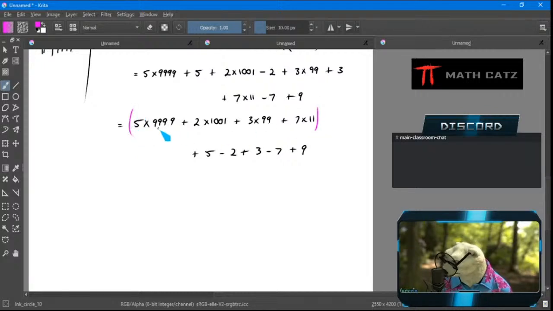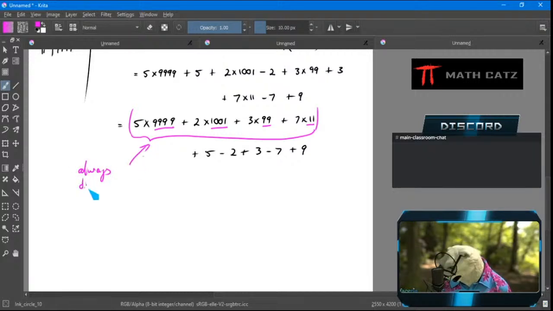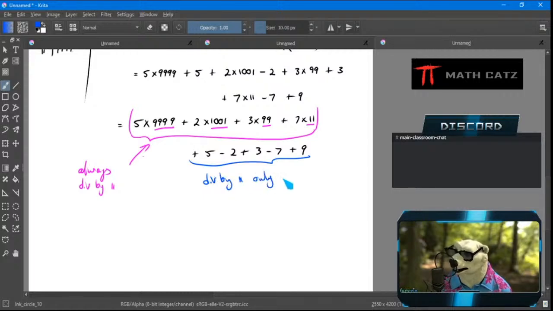So now I realize, okay, 11 is happy with all of these guys, which means any multiple of them. And when I multiply them together, 11 is going to be A-OK. So this pink portion is always divisible by 11. It's what's left that's going to decide my divisibility by 11. And it's only going to depend on this.